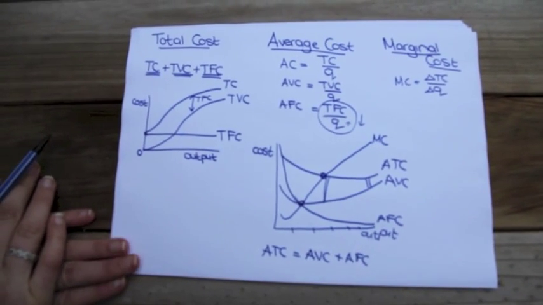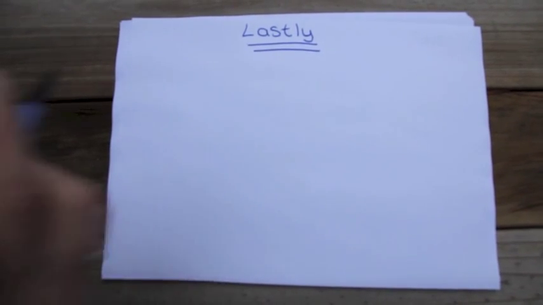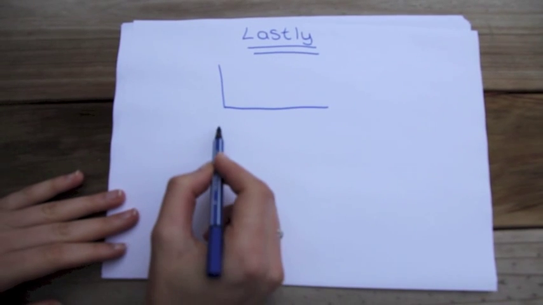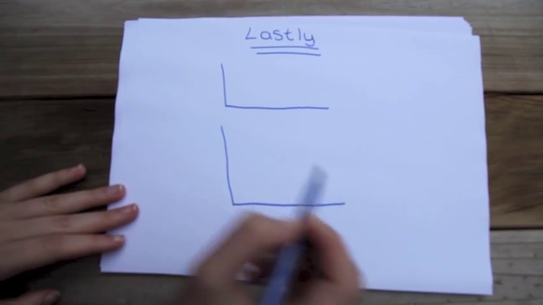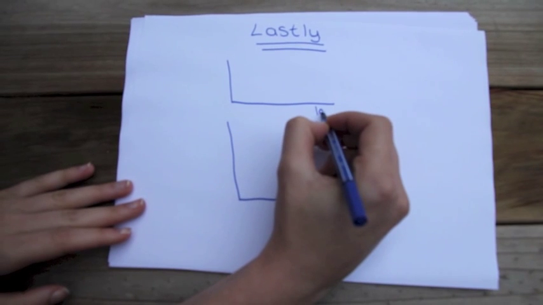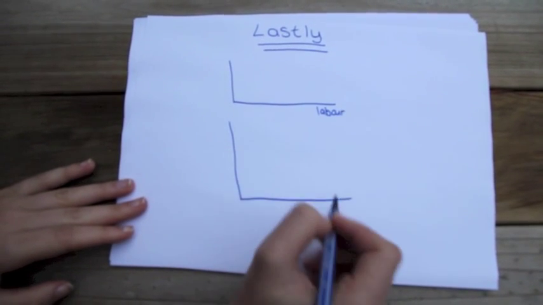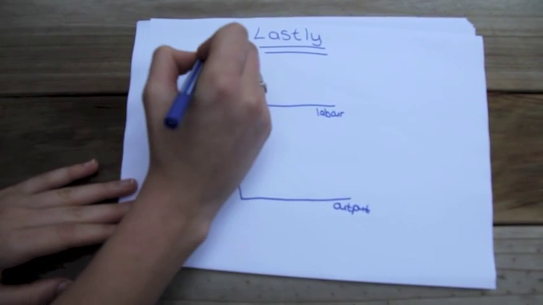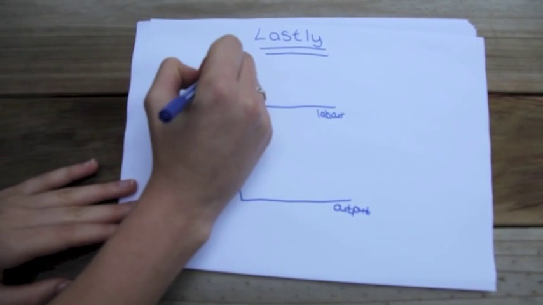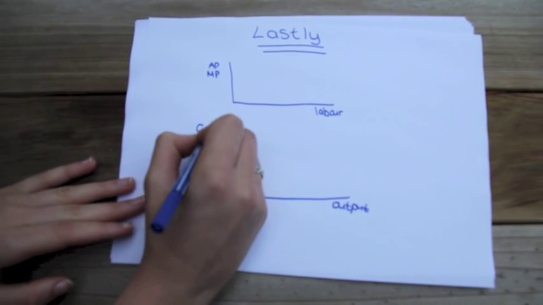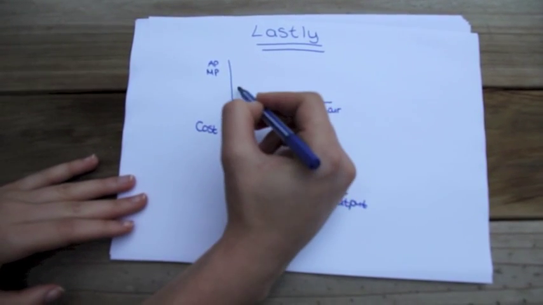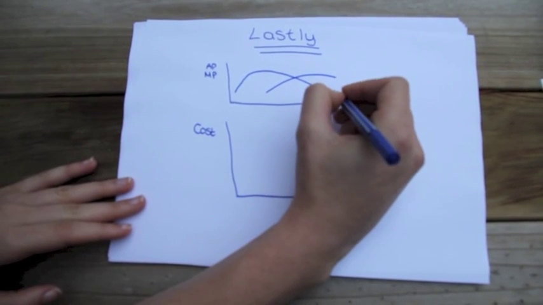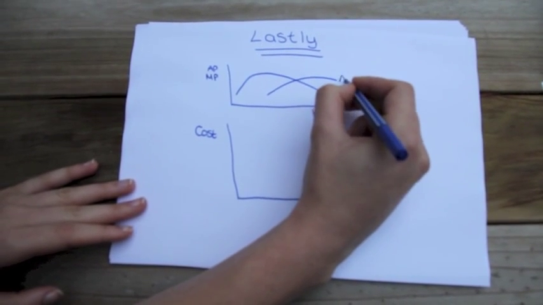Okay, thank you. Lastly, I'm going to tie up the product curves and the cost curves that we've learned into two graphs that are important to remember. On our x-axis, we have labor and output. And on our y-axis, we have average product, marginal product, and cost. So these are two graphs that we must know. And so this is marginal product, and this is average product.